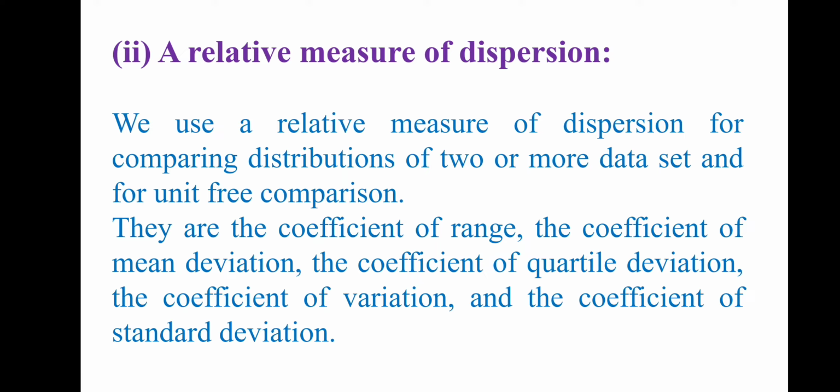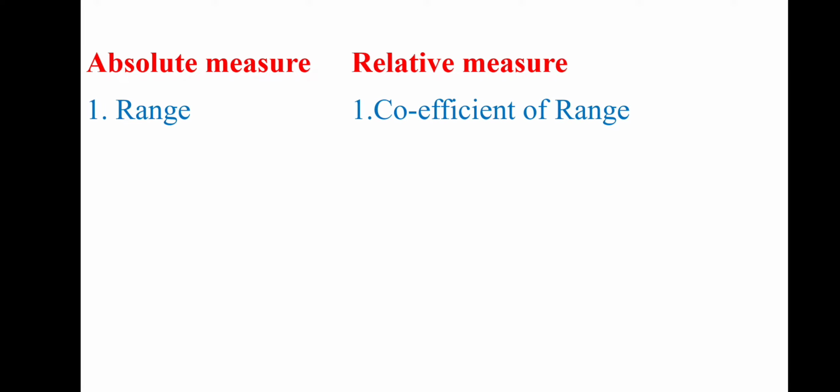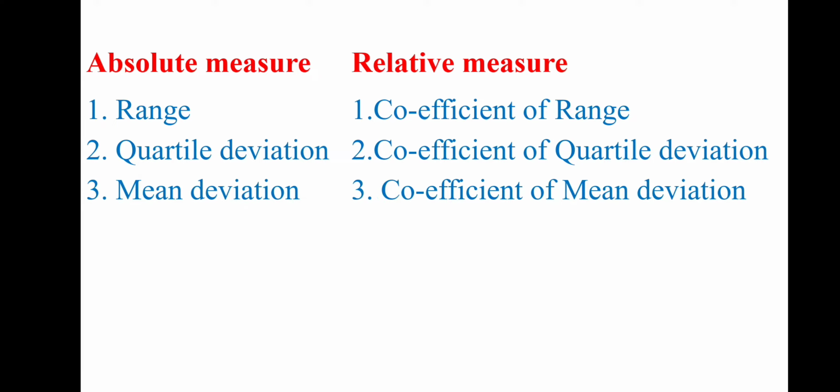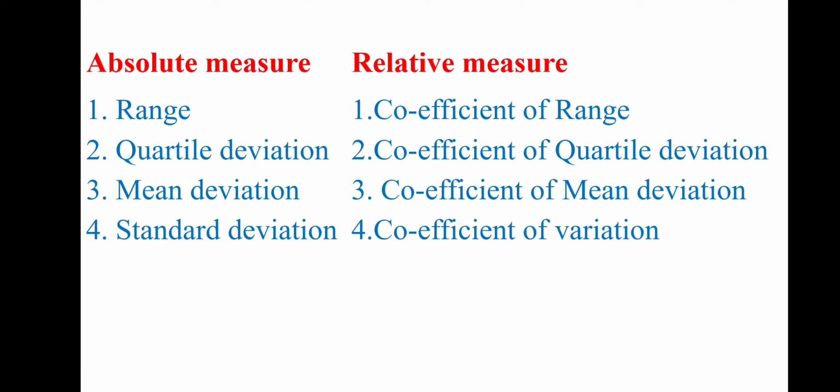There are two types. One is absolute measure of dispersion, second one is relative measure of dispersion. In this unit we are going to study both. What are the absolute and relative? Look at that. These are different types: range, coefficient of range, quartile deviation, coefficient of quartile deviation, mean deviation, coefficient of mean deviation, standard deviation, coefficient of variation. Relative measures always depend on absolute measure.